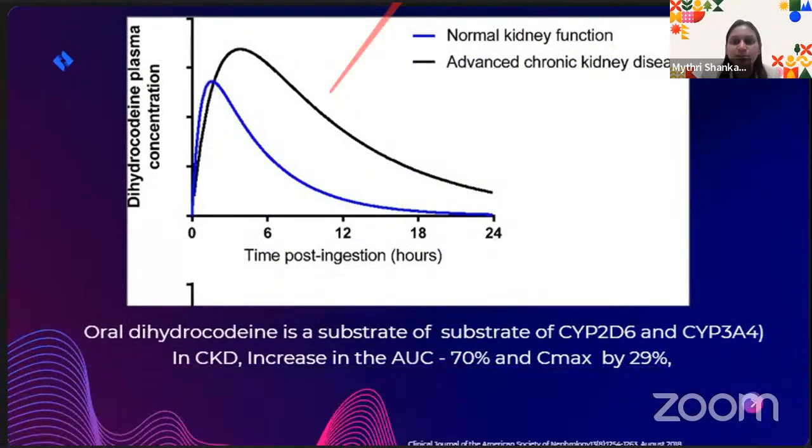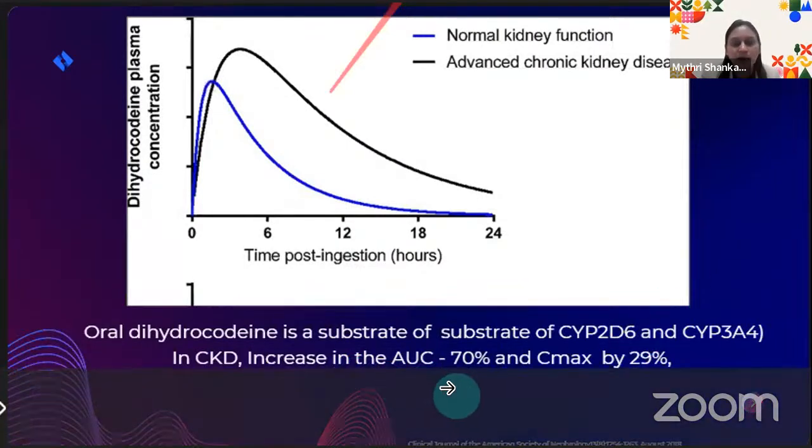Dose adjustments in patients with chronic kidney disease are also based on the change in concentration time profile for the drug of interest. Compared with patients with no kidney disease, those with advanced kidney disease receiving dihydrocodeine showed decrease in clearance and an increase in mean area under the curve concentration. So to achieve concentration similar to those in patients without kidney disease, we have to increase the dosing interval. You can see here that the area under the curve is increased by 70% and concentration maximum by 29%.